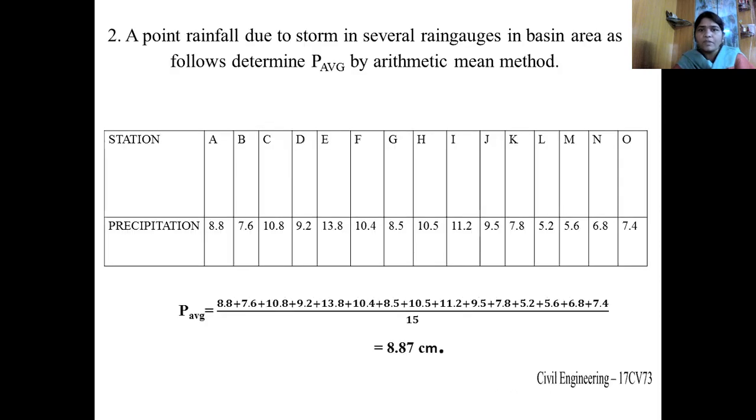So next problem, it is a similar problem where stations are A, B, C, D, F, G till O, a total of 15 rain gauge stations, and the precipitations are given at each rain gauge station, and you have to take the sum divided by n and you get 8.87 centimeters.